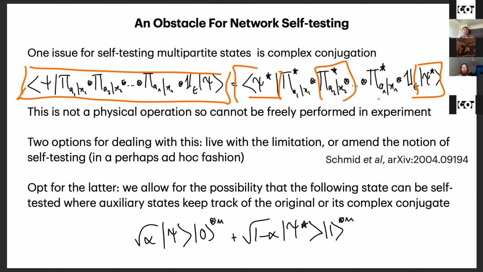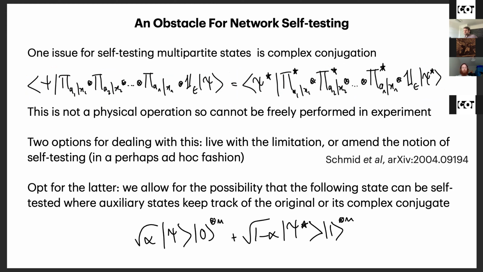So imagine you're looking at a device and you don't know if the state inside the device is psi or psi star, the complex conjugate. And this is a bit of an obstacle because taking the complex conjugate of a system is not a physical operation, so it doesn't belong to our set of operations which could be freely performed. It's unphysical. So there are two options. You live with this limitation, and you say, I can't distinguish between psi and psi star in general, this is just a limitation of the framework, and if we're being honest, we shouldn't expect to be able to distinguish them.